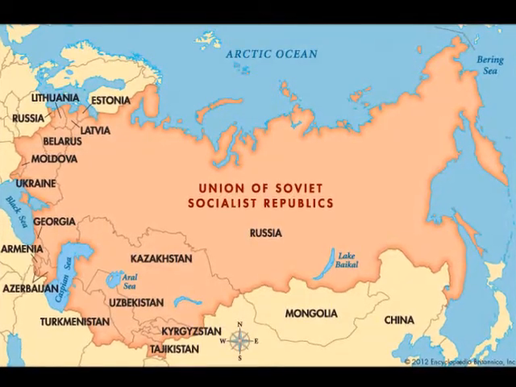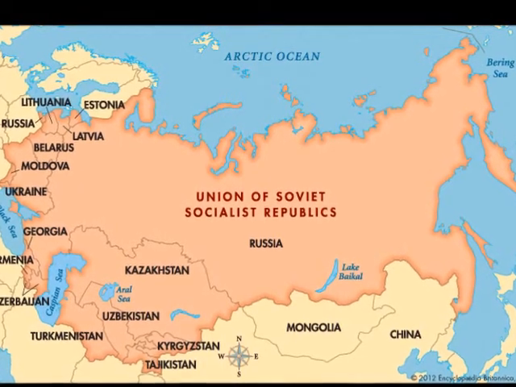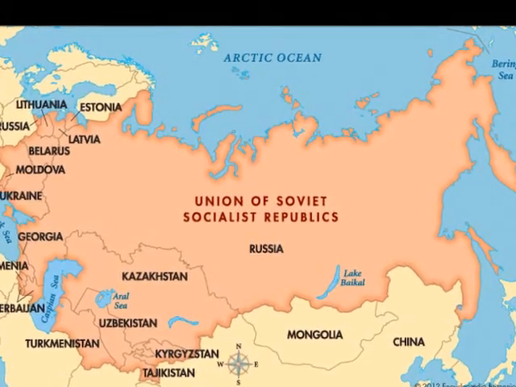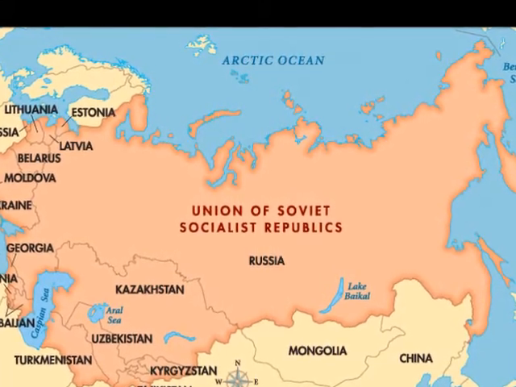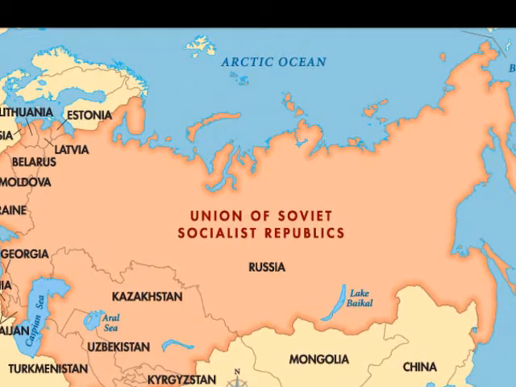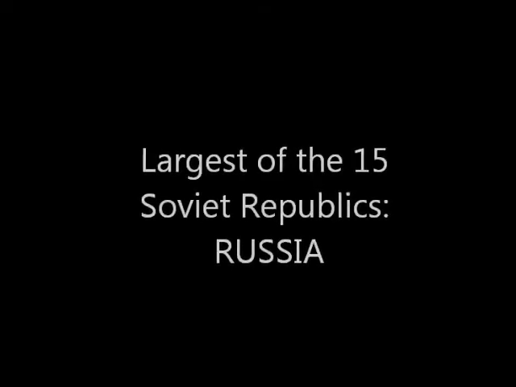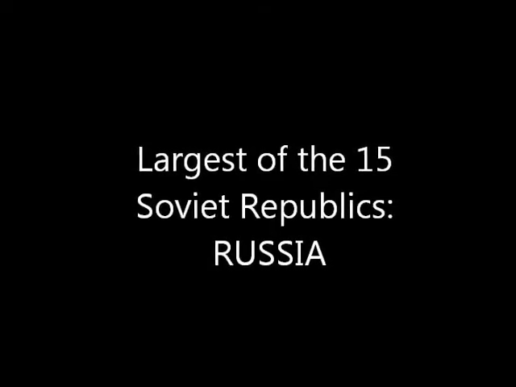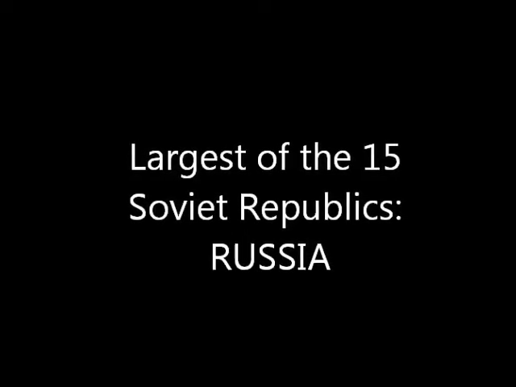Instead of having a unified nation made up of Soviet republics, we're going to see individual republics, one by one, declaring their independence. The Soviet Union tried to hold on to these republics, but it was too late. These 15 republics soon became independent nations by 1991. The largest of the 15 republics was Russia, and they held a great deal of influence over the other 14 republics, who were much smaller geographically.